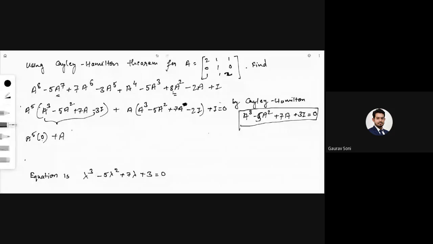In the other bracket, what we'll do is we'll make the adjustments: A cubed minus 5A squared plus 7A. Sir, again one A is remaining there. Yes, exactly, so plus 7A, and this 2I is over there. So I will add 3I and subtract 3I. So plus A and minus 3I minus 2 minus 5I plus I is equal to 0.